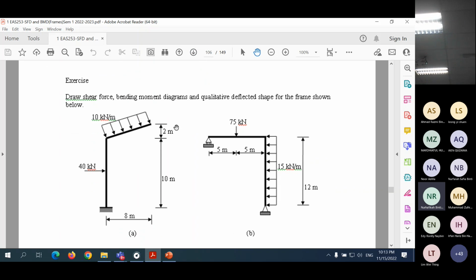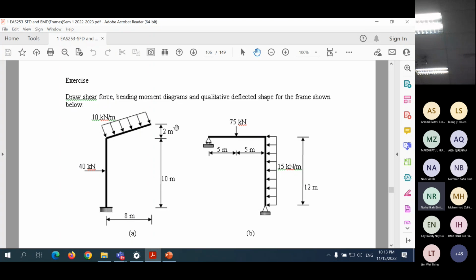Now there are some exercises here that I would like you to go through, to try to draw the shear force and bending moment diagram, and also try to draw the axial force diagram and qualitative deflected shape for these two examples here. Okay. This is the same type of frame, but the loading is at 90 degrees here, and there's a point load here. Here, again, same vertical and horizontal member, there's a point load there.